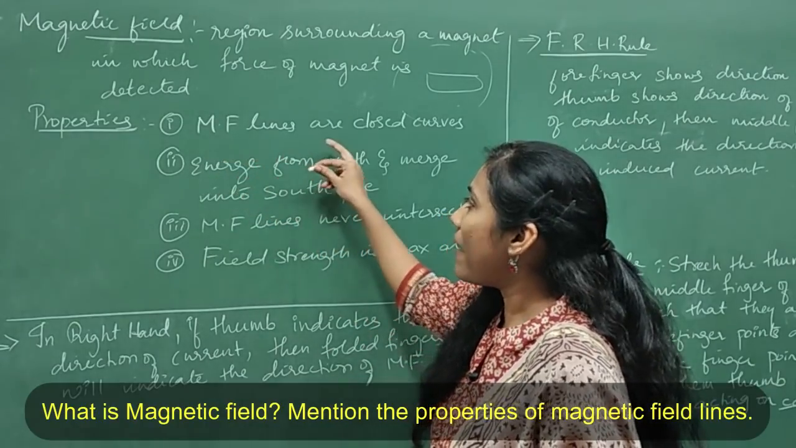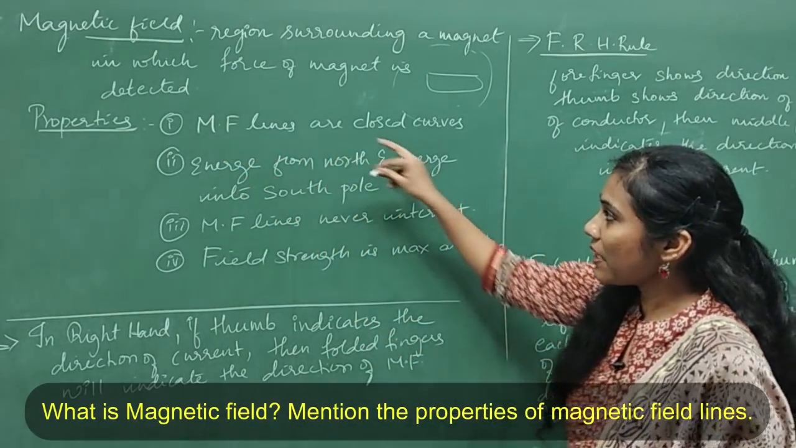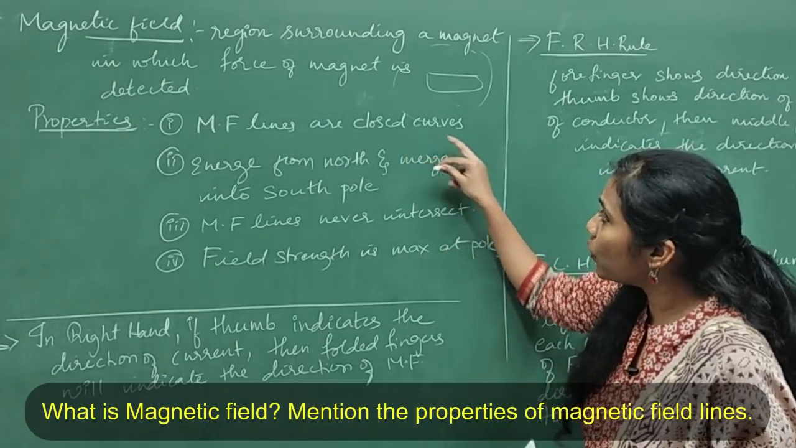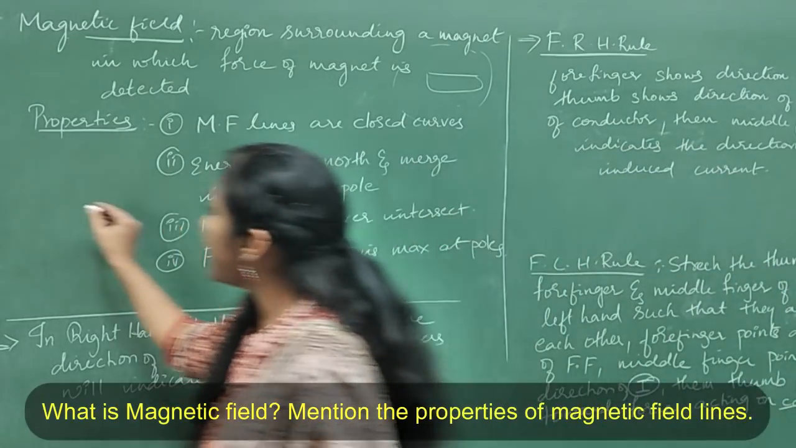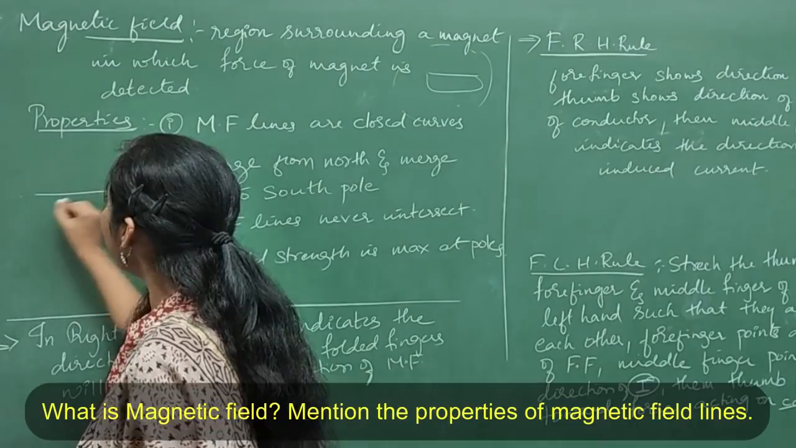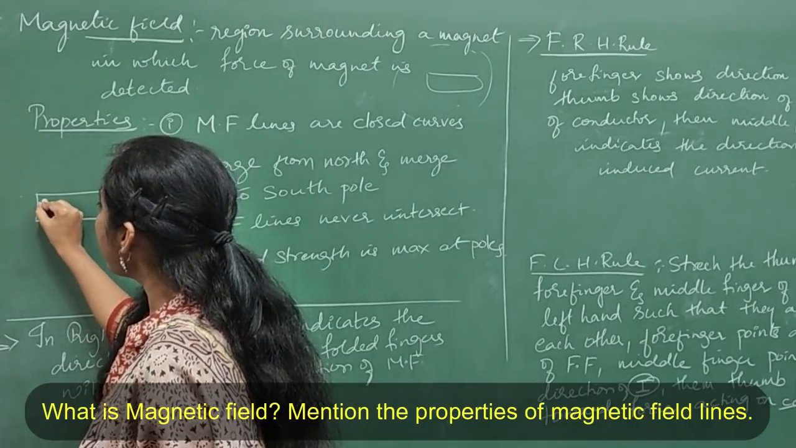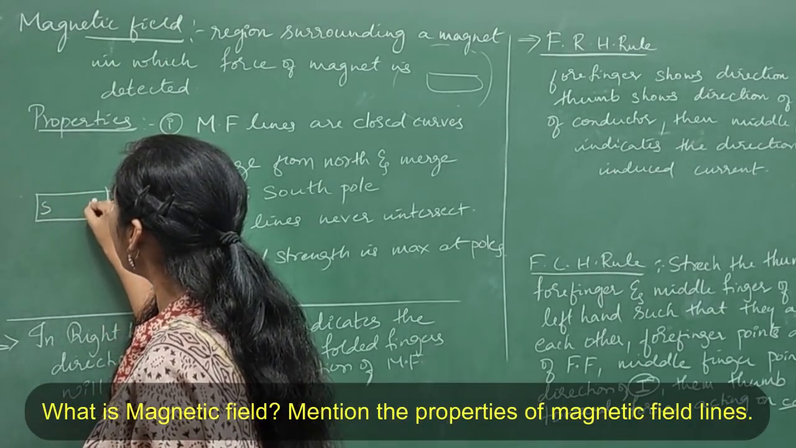And properties of magnetic field lines. Magnetic field lines are closed curves, right? Say this diagram is also very, very important for you. This is South Pole and North Pole.